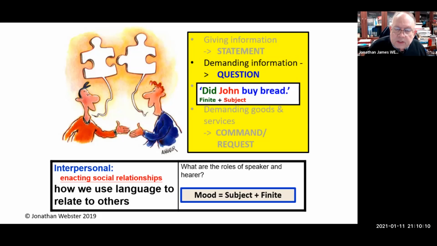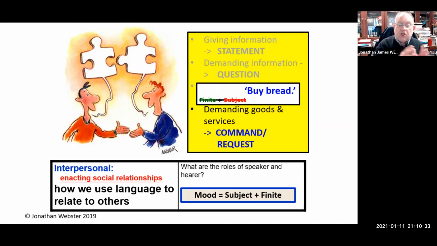If I'm going to ask a question, though, and I want to be the recipient, I don't want to be the giver, I just switch them around. The finite verb comes first, followed by the subject. Did John buy bread? And if I'm going to be giving you a request and a command, what we usually call the imperative, buy bread, well, there's no finite, no subject there.